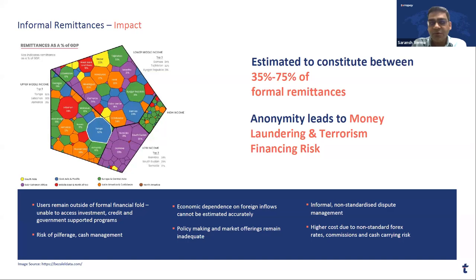More than 25 countries, as far as I recall, had remittances accounting for more than 15% of their GDP in 2022. So it's a very crucial aspect at a macroeconomic level, not just at the microeconomic level of individuals who use informal remittances. Of course, as I mentioned earlier, anonymity and privacy lead to money laundering and terrorism financing risk. And these are not just financial system risks, these are societal level risks.